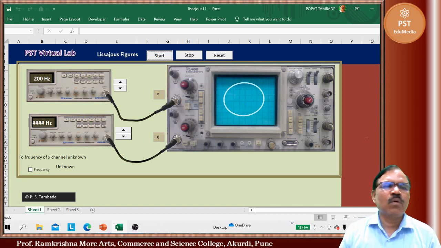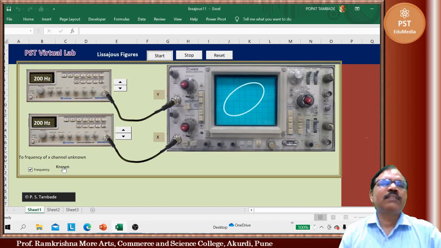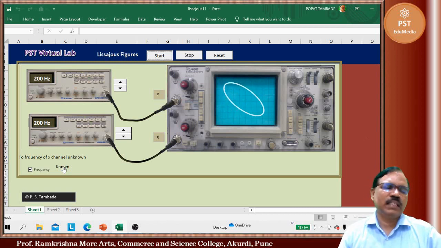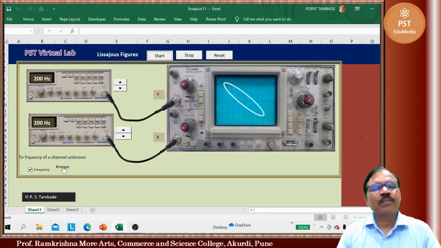So this is about the Lissajous figure experiment. This is a virtual experiment developed by myself, and it will be useful for you.